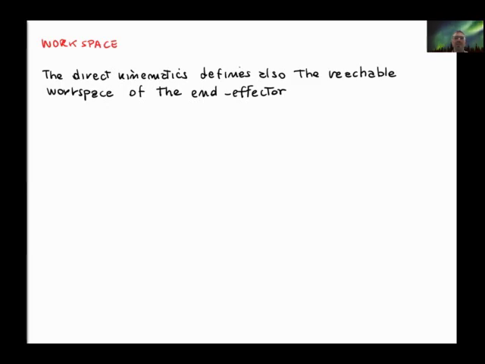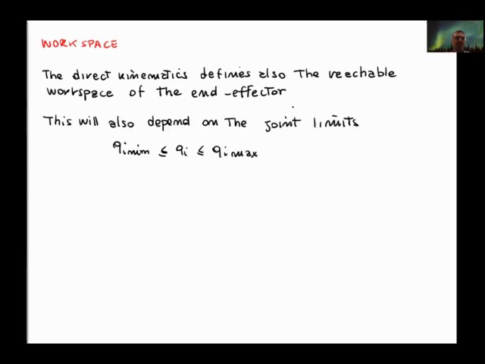So the set of points where we can position the end effector given the joint allowable configuration. So the workspace of the end effector will depend on kinematics, but also on the joint limits. So if our joints cannot move completely, these limits will also shape the boundary of the workspace of our robot.